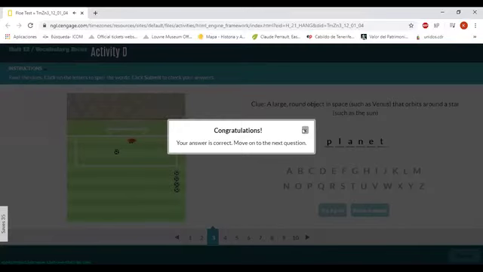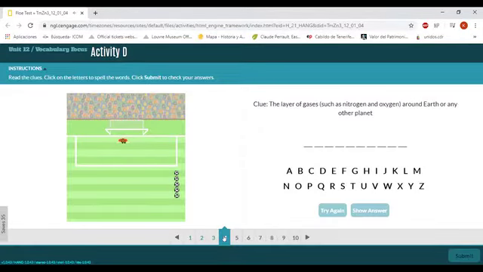Number 4. The layer of gases, such as nitrogen and oxygen, around Earth or any other planet. Remember to write your answer in your notebook, and then put a tick if you have them correct. So the answer is atmosphere.